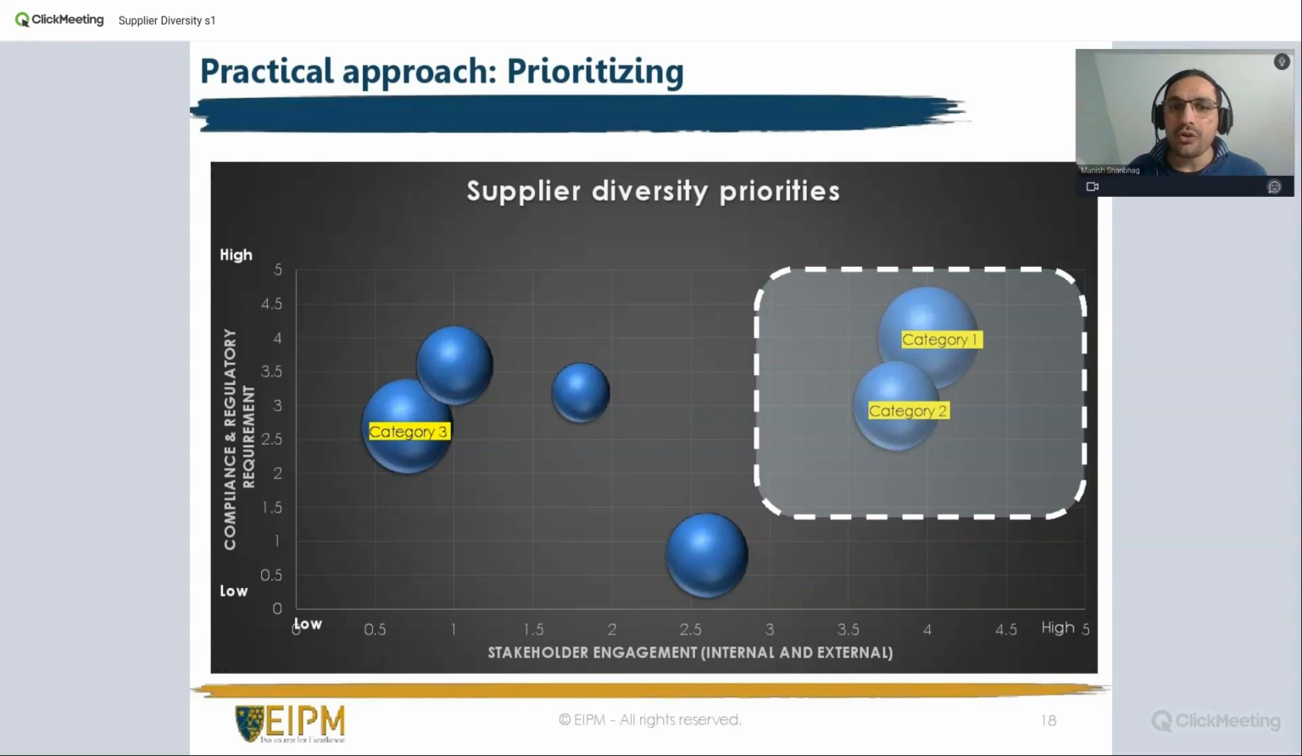So what I'm going to do is, if there is a high compliance and regulatory requirement versus a high stakeholder engagement and there's a significant spend, let's say, I'm going to prioritize this particular category and then say, okay, I'm going to look for the diverse suppliers for this particular category for some specific actions. It's just an easy way to start, rather than getting confused of, oh, what do I do now? I have so much data, what do I do now? It's a bit more practical approach.